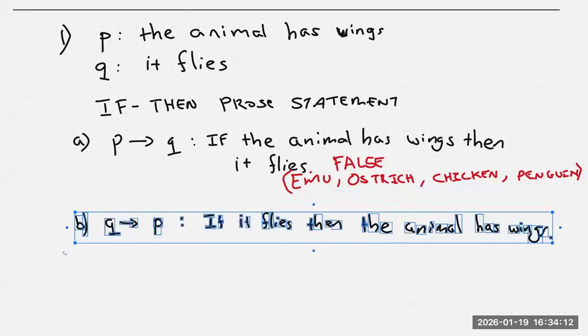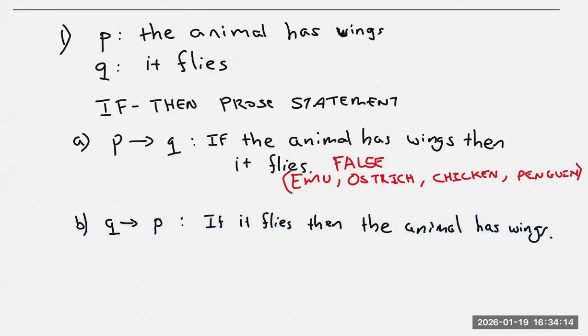All right. So if it flies, then the animal has wings. That is true. This is always true. There's a certain animal, a lizard, that can glide. It jumps off and glides down, but it doesn't fly. I don't remember the name of it anymore.